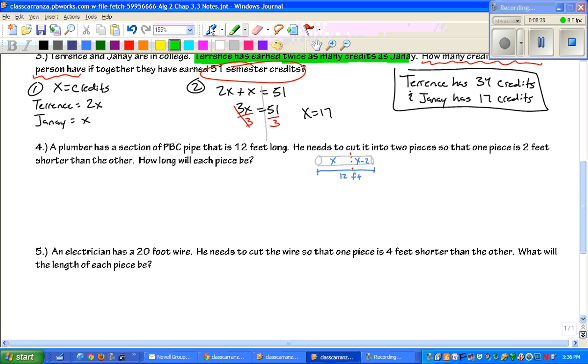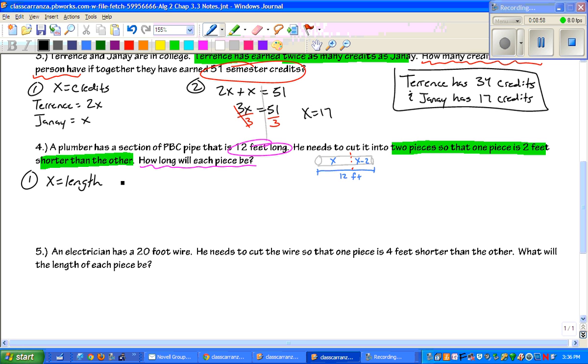by 2 feet. Okay? So that says totals 12 feet, 2 pieces so that one piece is 2 feet shorter than the other. And then how long will each piece be? Okay? So when we're setting up our variable, that's the length. We don't know that. There's the first piece, and then there is the second piece. First piece is x, and that other one is x minus 2.